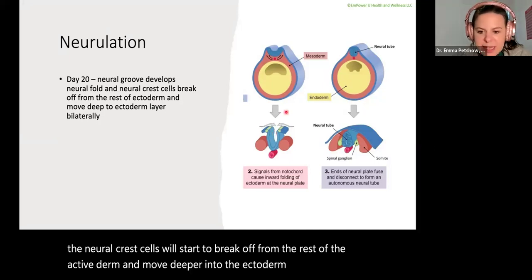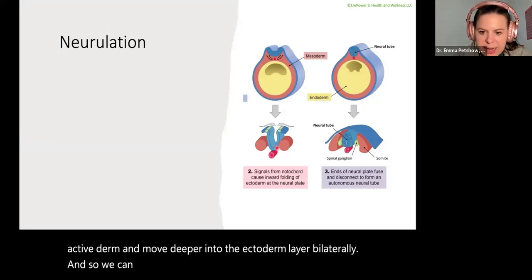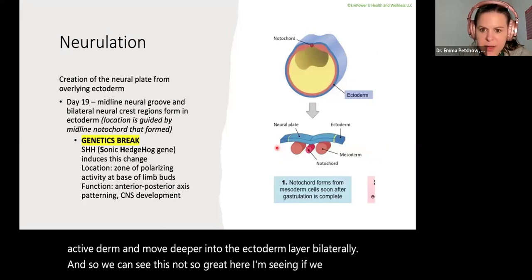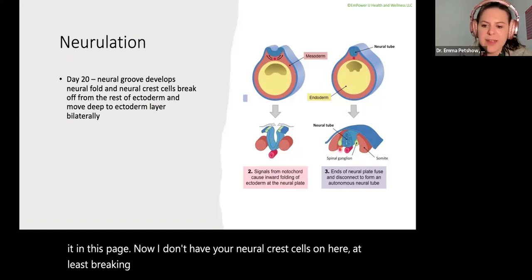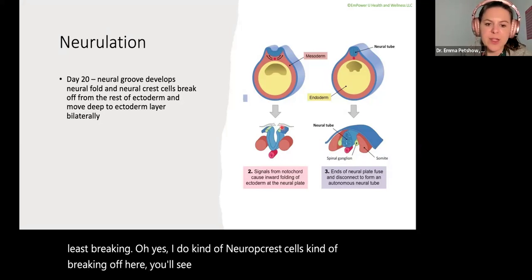And so we can see this not so great here. I'm seeing if we can see it in this page. No, I don't have your neural crest cells on here, at least breaking. Oh, yes, I do, kind of. Neural crest cells kind of breaking off here. You'll see them breaking off shortly once they form the tube.